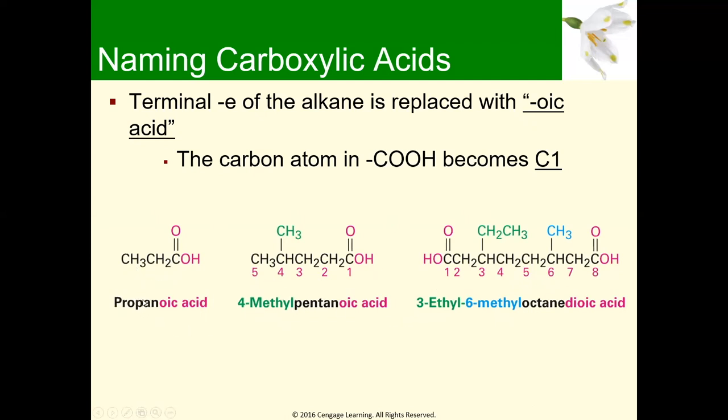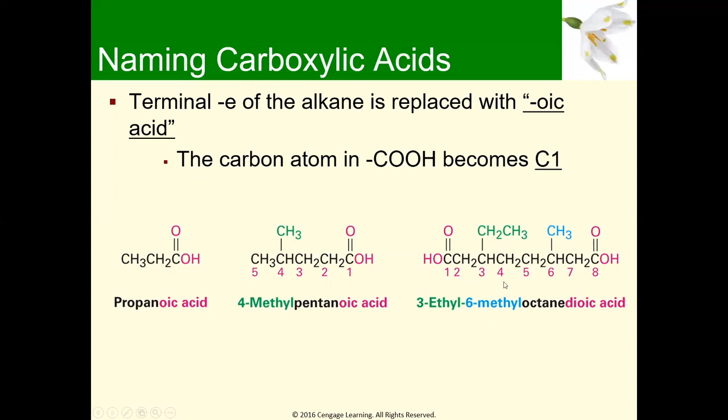So this one is propanoic acid. Propane, we changed the suffix, we got rid of the E and added oic acid, and it's propane because it's got 3 carbons in it, 1, 2, 3. This one shows you how to deal with a substituent. We number from the position of the carbonyl, so that's carbon 1, 2, 3, 4. And on carbon 4, we've got that methyl substituent. So 4-methyl, and it's a total of 5 carbons, so pentanoic acid.